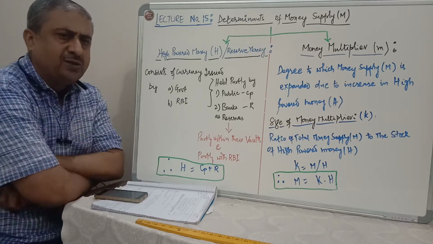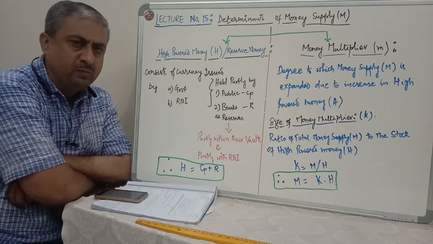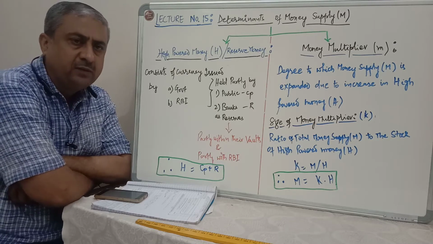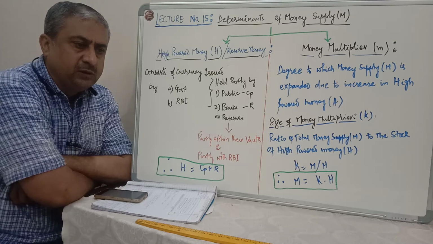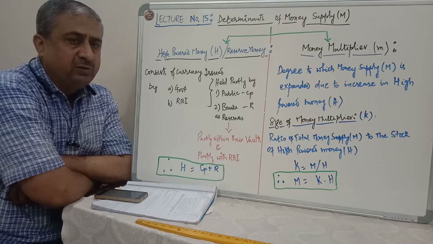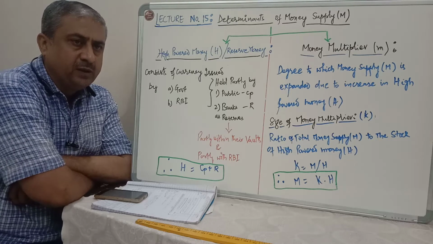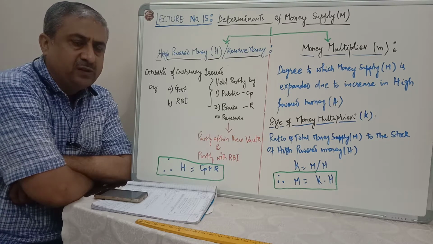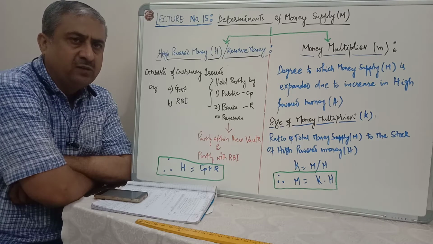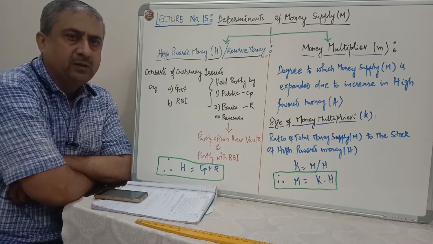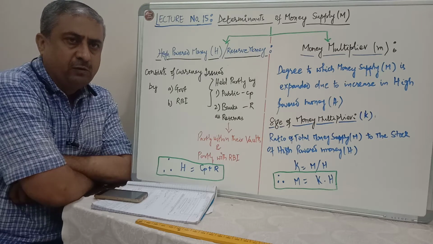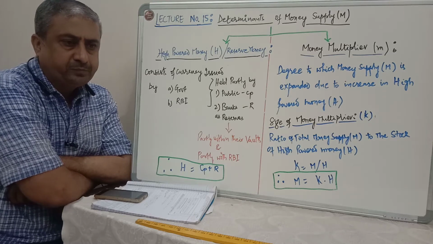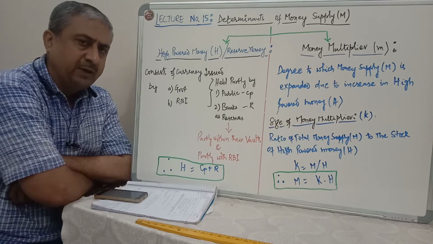We have tried to understand what exactly is money, what are the types of money, how is money printed. Today we are going to talk about determinants of money supply. Money supply, it's a total quantum of money that is available with the public and financial institutions for spending in the economy. That is what we call money supply.